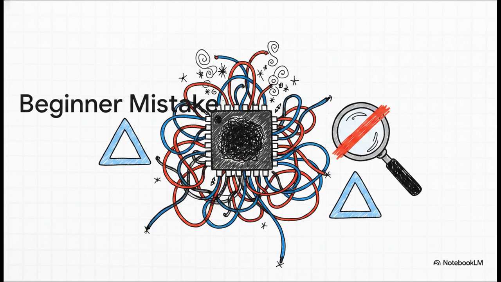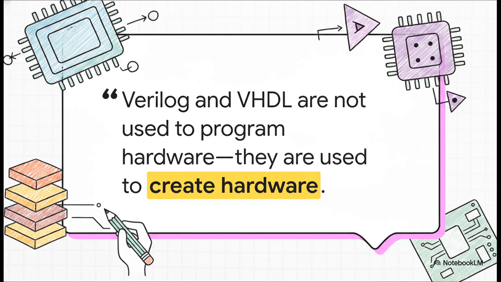And finally, don't get so incredibly bogged down in memorizing the syntax that you forget you're supposed to be designing digital logic. If you take just one thing away from this entire explainer, let it be this quote from our source material. Verilog and VHDL are not used to program hardware. They are used to create hardware. This right here is the foundational paradigm shift. You are no longer giving a list of instructions to a processor, you are architecting the processor itself.